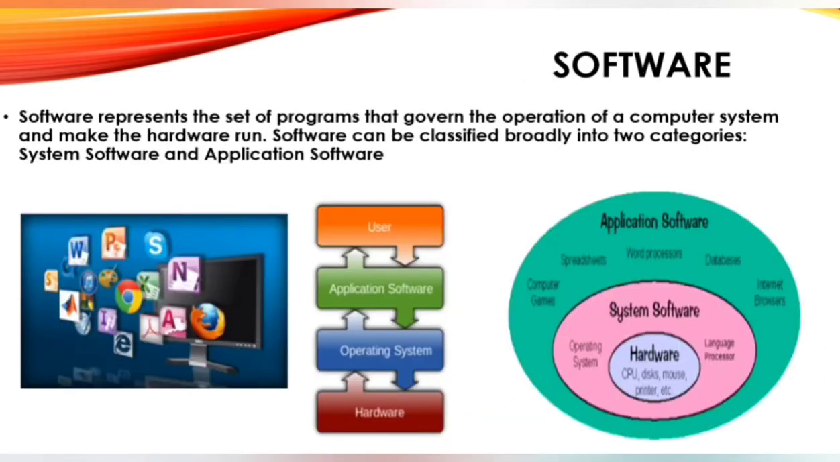Now next is software. Software represents a set of programs which govern the operation of the computer and make the hardware run. So software is responsible for making the hardware run. And software can be classified into two categories: system software and application software. How the whole process will start: the user will interact with application software, and then application software will interact with the operating system, and hardware is there.